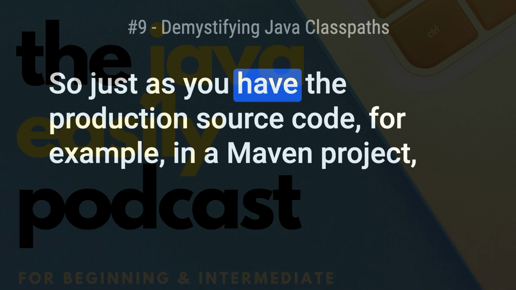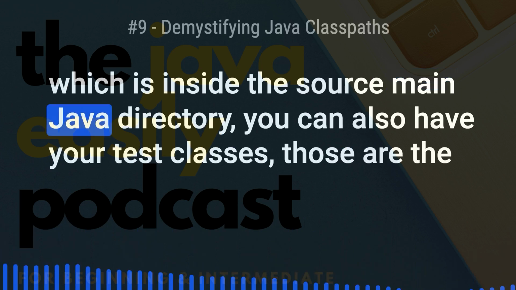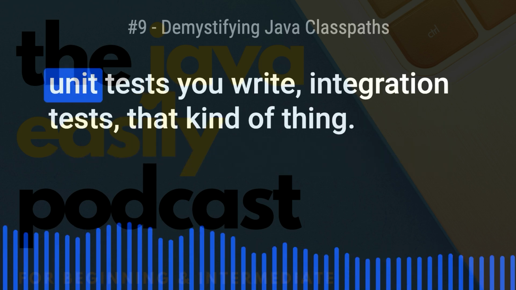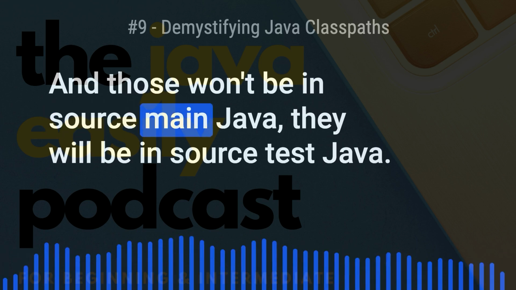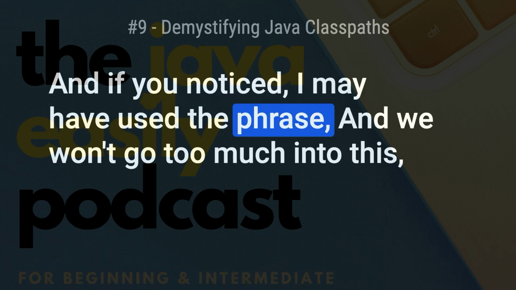Now, we also touched upon briefly a second ago the notion of compiling test source code. Just as you have the production source code, for example in a Maven project, inside the src/main/java directory tree, you can also have your test classes. Those are the unit tests you write, integration tests, that kind of thing, and those won't be in src/main/java, they will be in src/test/java. And if you noticed, I may have used the phrase test class path.